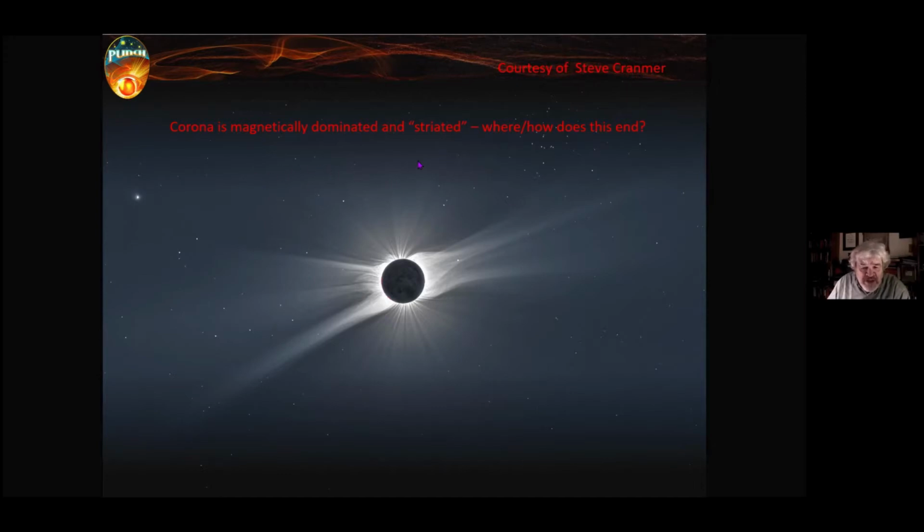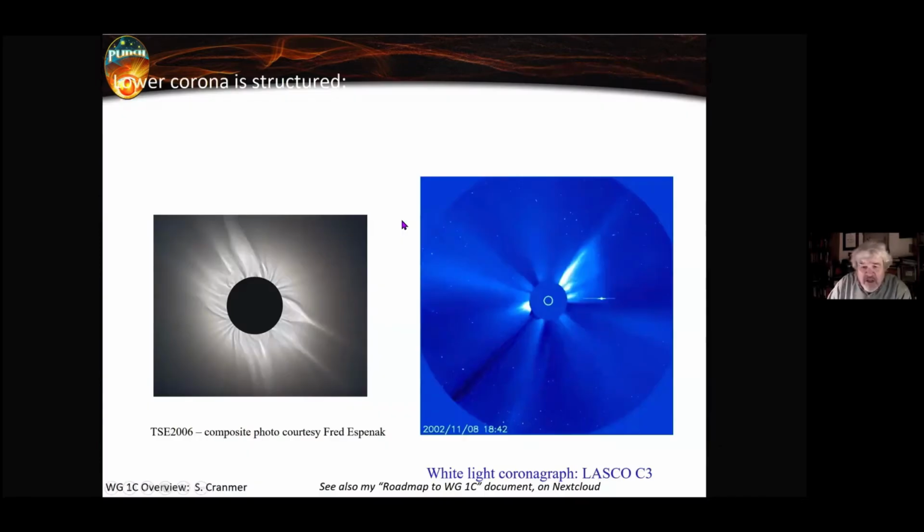Now, a question that you might ask is, does this control by the magnetic field extend infinitely far out? Probably not, because the magnetic field eventually has to fall off with distance, like 1 over r or 1 over r squared, depending on what model you use. But the dominance of the magnetic field can't last forever. But where does it end? We're going to be looking into that in this talk.